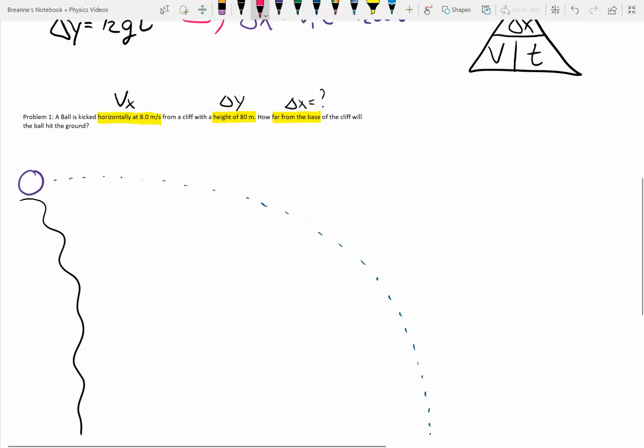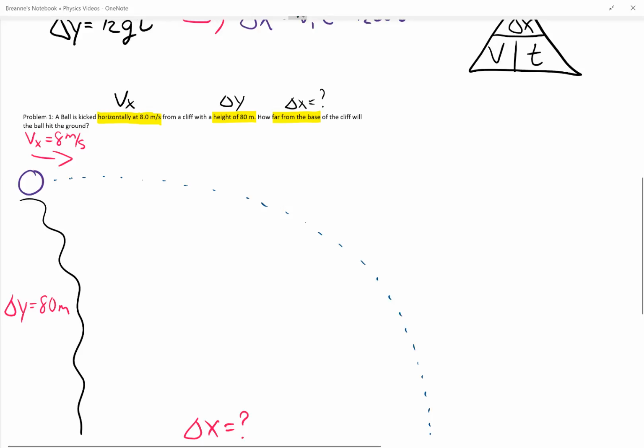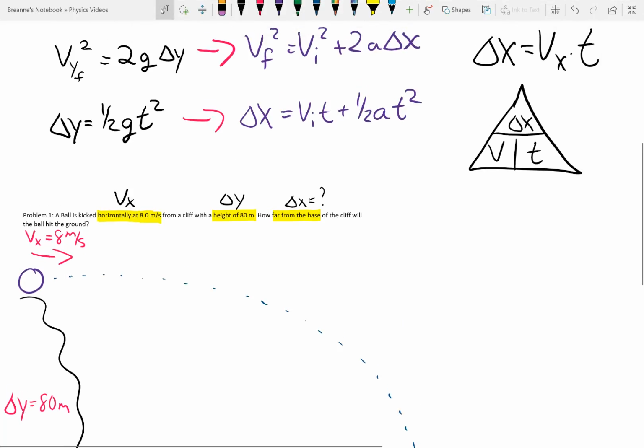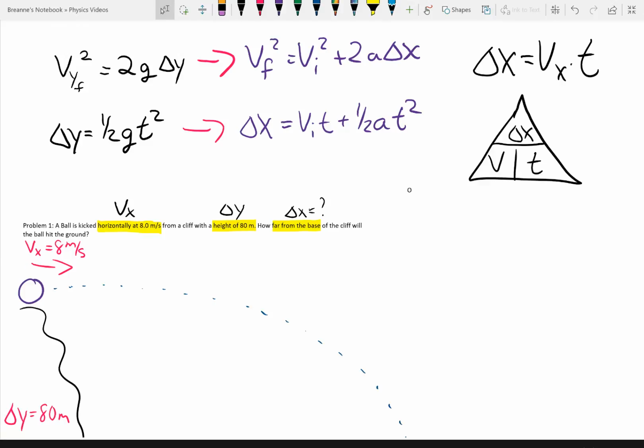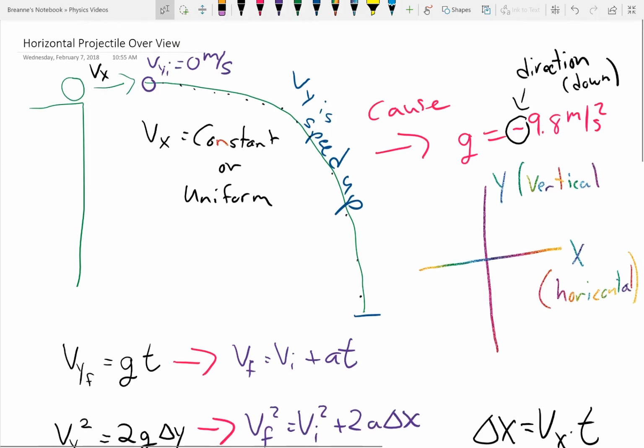So we know our delta y is 80 meters. We're looking for our delta x, and we know that at the beginning, our velocity in the x is 8 meters per second. But don't forget, there are always hidden givens. Let's come back here and look at our drawing.